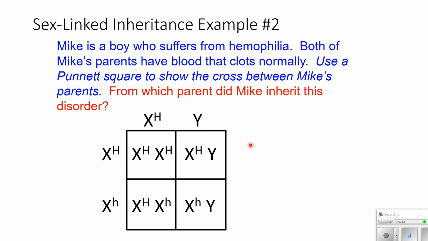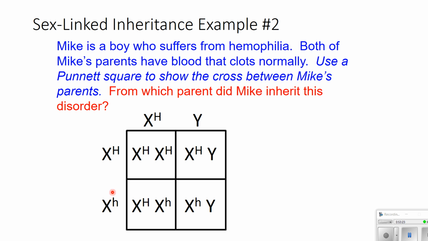Okay, now, first of all, Mike is a boy, right? So I know he's going to have an X chromosome and a Y chromosome. He's a boy with hemophilia, so he has to have a little h on his X chromosome. So this is Mike, okay? Obviously, he got the Y chromosome from his dad, okay? Because otherwise he would be a girl, right? If he got the X chromosome from his dad, he'd be a girl. So he had to get the Y chromosome from his dad. That means that little h that Mike got was inherited from his mom.